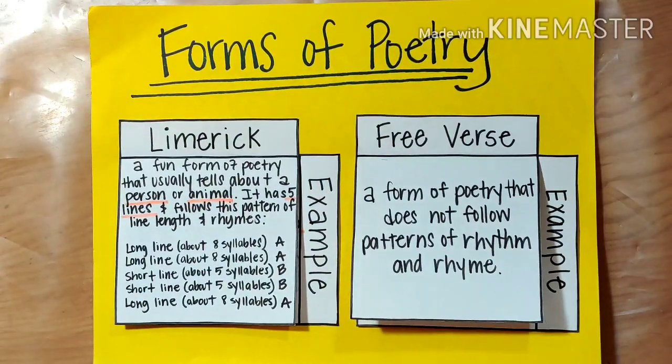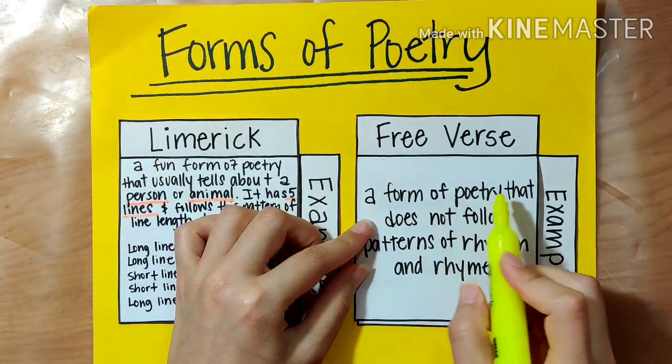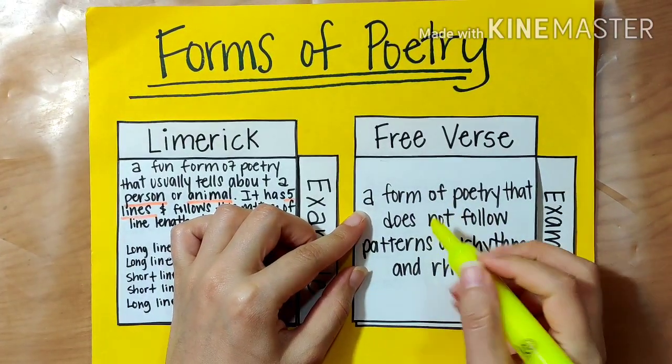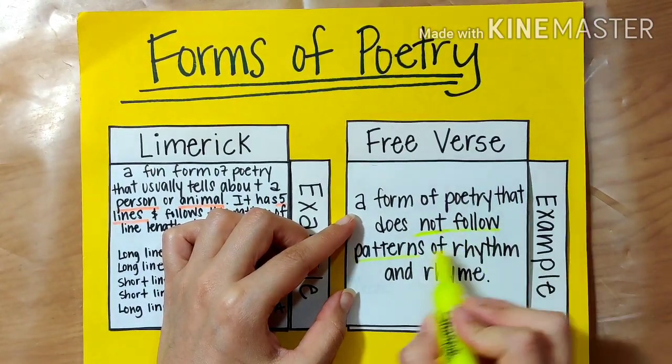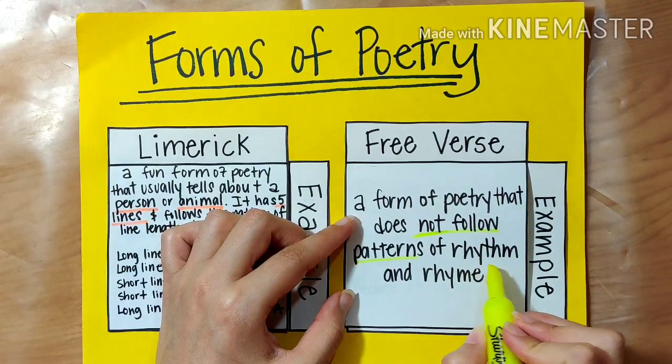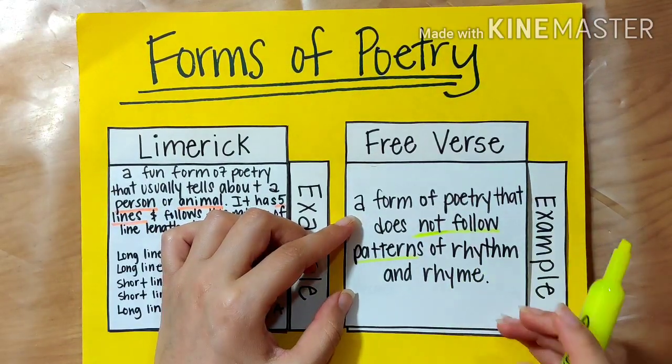The next form of poetry is called a free verse. This is a form of poetry that is probably the least like what you would typically think of when you think of poetry. And so here we have that a free verse is actually a form of poetry that does not follow the patterns, okay? So it does not follow the patterns of rhythm and rhyme, okay?